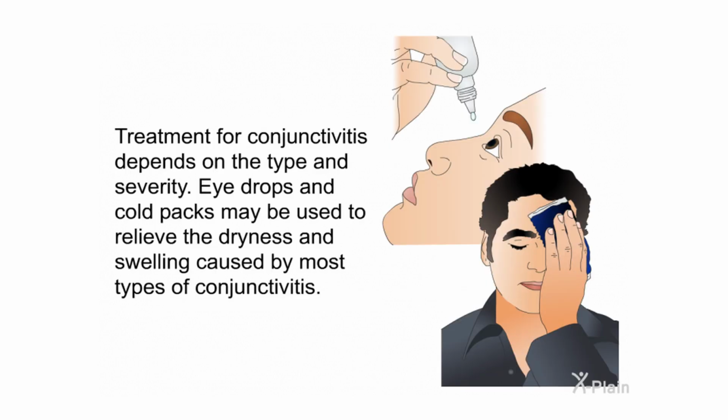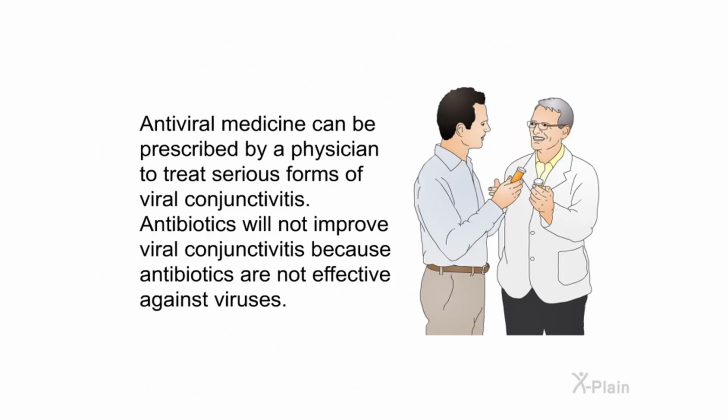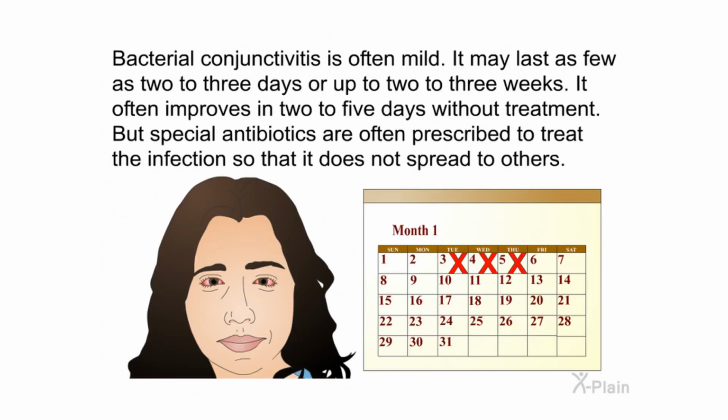Treatment for conjunctivitis depends on the type and severity. Eye drops and cold packs may be used to relieve the dryness and swelling caused by most types of conjunctivitis. Antiviral medicine can be prescribed by a physician to treat serious forms of viral conjunctivitis. Antibiotics will not improve viral conjunctivitis because antibiotics are not effective against viruses.